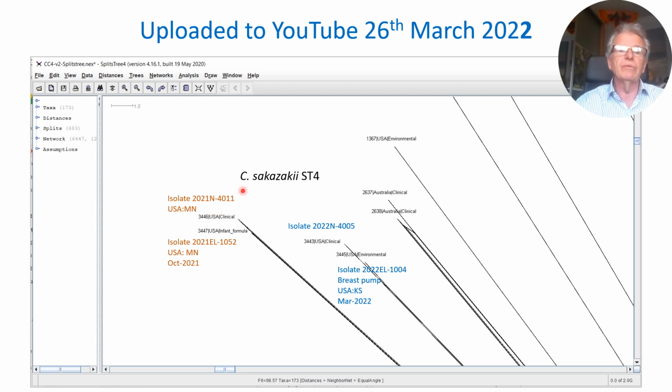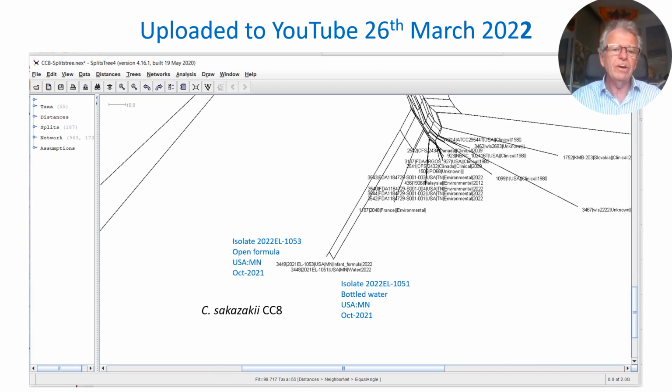and of those which are Cronobacter sakazakii ST4, I said that there's a very interesting pairing. I said that there's a couple of pairs, one's clinical, one's infant formula, and another pair are here, one's a breast pump and the other one's clinical. So that was March 26th, 2022. I also, in that video last year, also showed you a nice pairing, which is of open formula and bottled water.